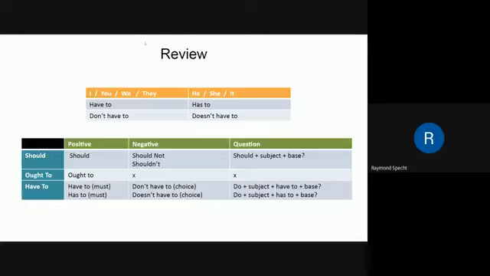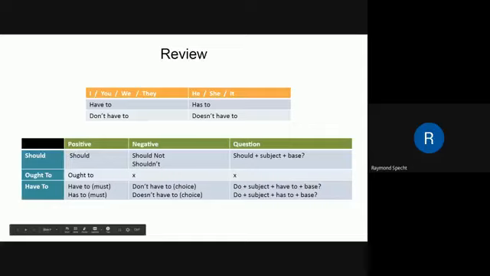All right, let's review. I, you, we, they: have to, don't have to. He, she, it: has to, doesn't have to. Now remember, this is what I was talking about with your subjects. Which subjects get have, and which get does and doesn't? Okay, so keep this in mind. These are key.